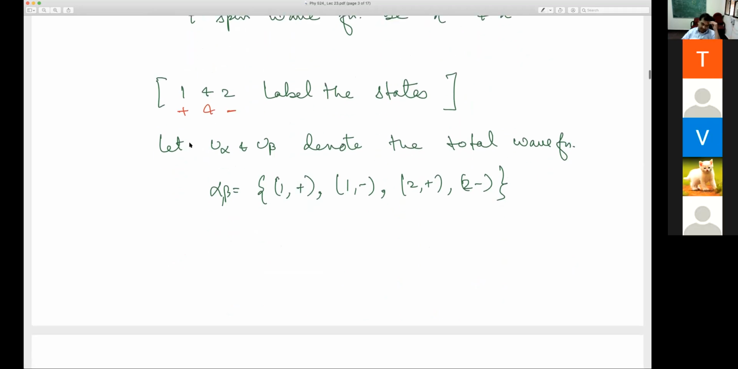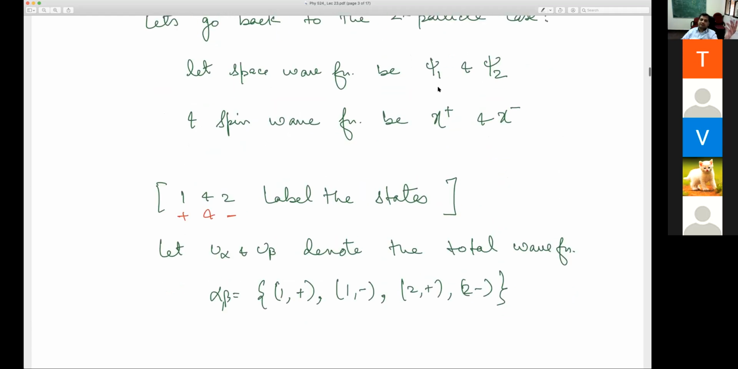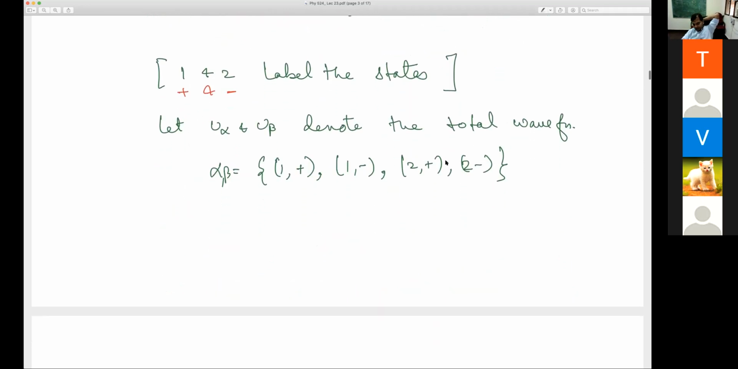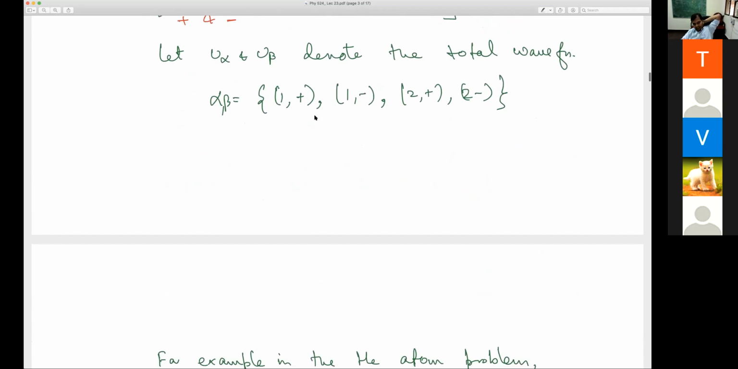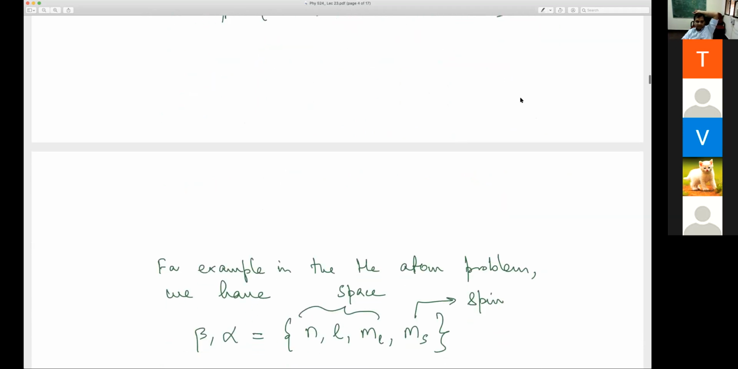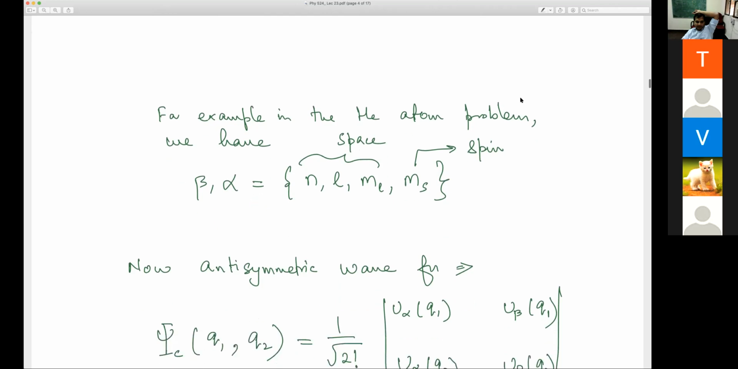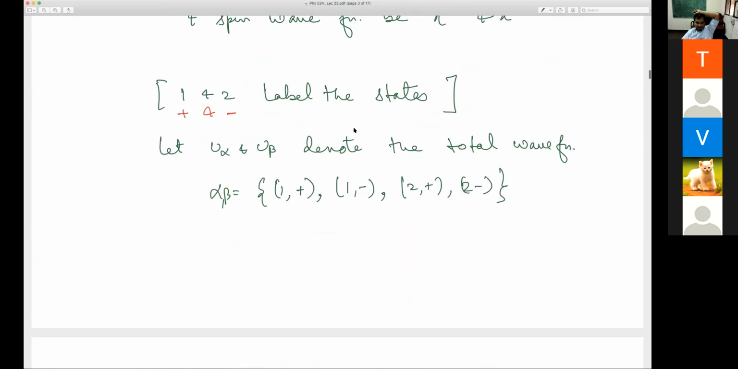Okay, and then of course we had this notation where I can combine the space part and the spin part in terms of this u, alpha, and beta to denote the total wave function. And then alpha and beta can take this 1 and 2 label for the space part, radial eigenvalues, and plus or minus depending on whether the spin z eigenvalue is up or down. So alpha, beta can take these four combinations. Okay, and so this is a simple example here.